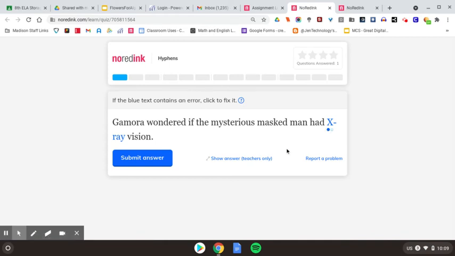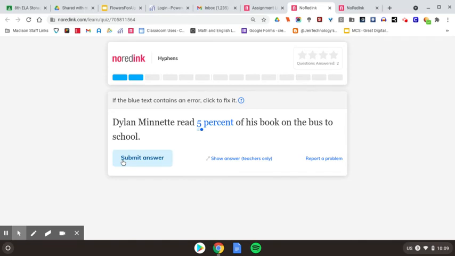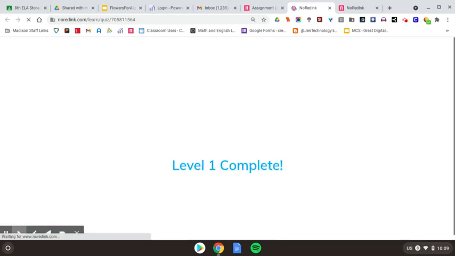Gamora wondered if the mysterious masked man had X-ray vision. So that's the rule that starts with a letter followed by a word, so you want to keep that hyphenated. Dylan Minette read 5% of his book. So remember, when that word percent is written out, we don't want to hyphenate. That was one of the rules.